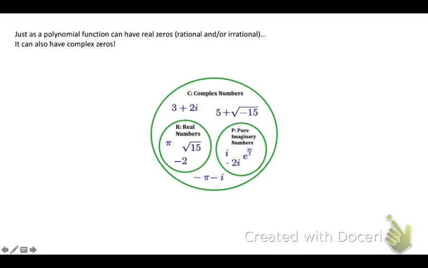Complex means like 3 plus 2i, so the real numbers plus an imaginary number, that's a complex number. And really, like the number 2 is a complex number. It would just be like 2 plus 0i. Okay, any number is really a complex number.